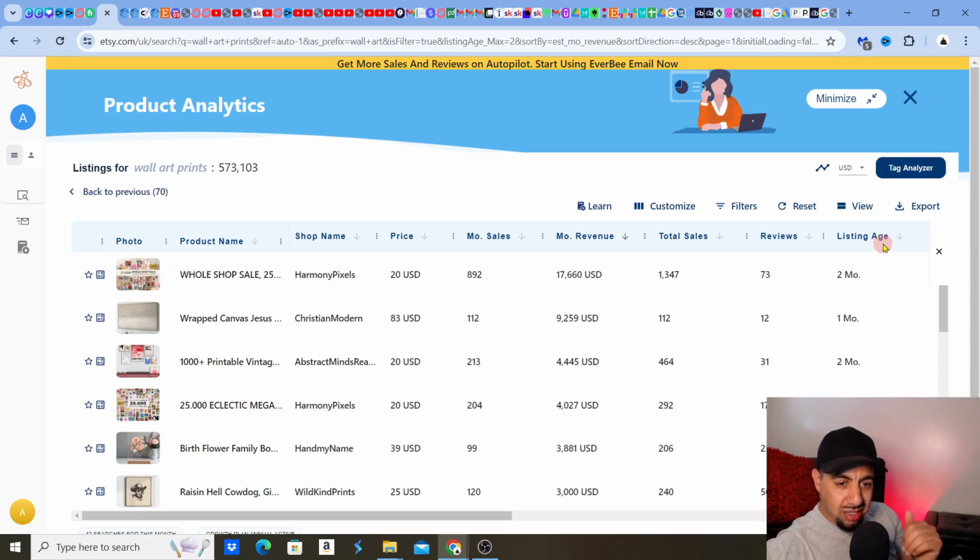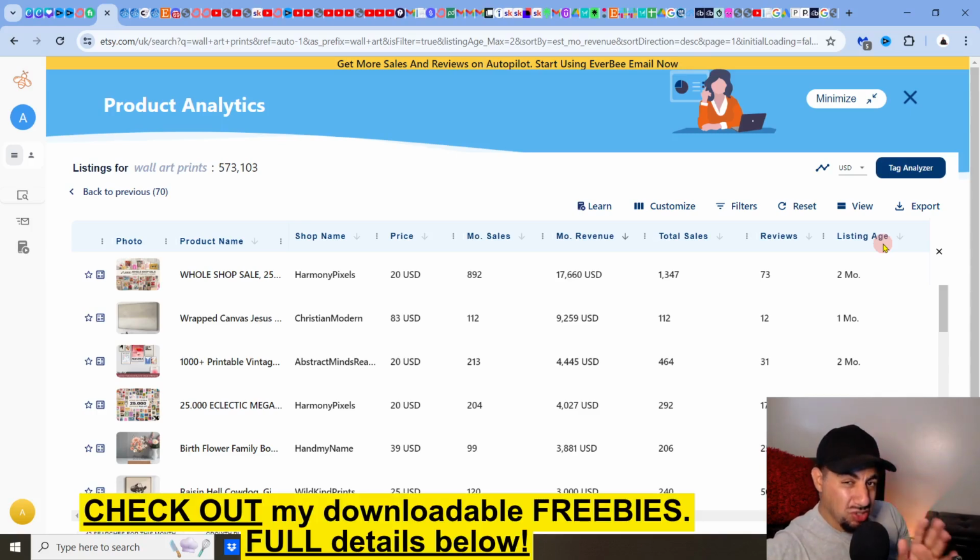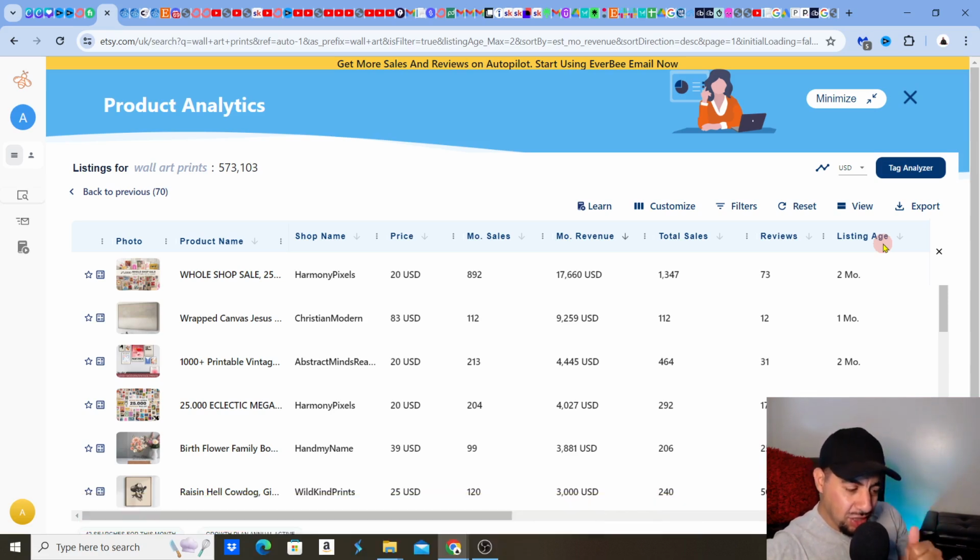Then you look at listing age. This is where the important bit is. I like to look at listings that are quite recent, not too old. I'm not going to look at 2-year-old listings because you're not going to really validate whether that is a niche to get into, because it's too old. You want to look at recent listings that are making money. If a recent listing is making money quickly, that's a very good sign that it's potentially an unsaturated niche, and that's what we want to do.